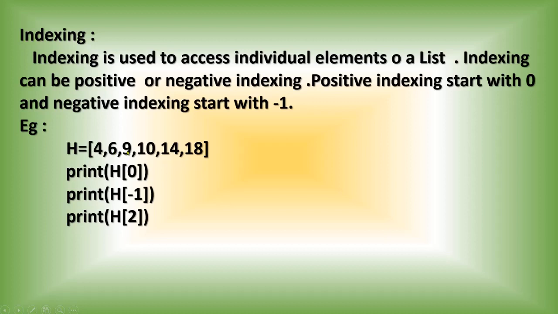The second element will be 9. So that is all about indexing. Indexing is used to access individual elements of the list. The position of the individual element of the list is known as indexing. Using indexing, you can access individual elements of the list.